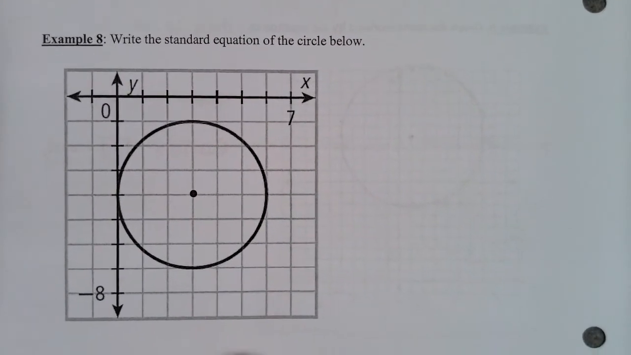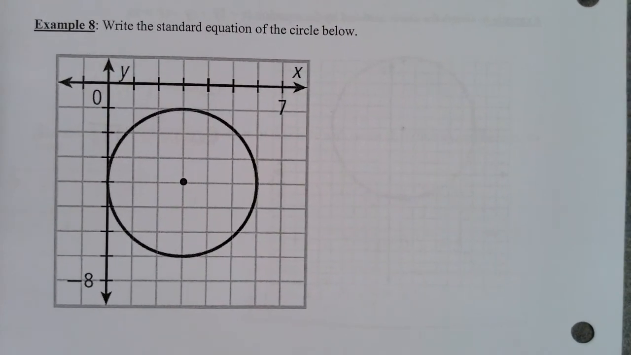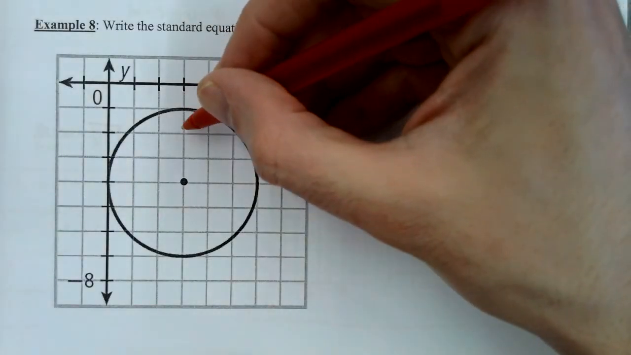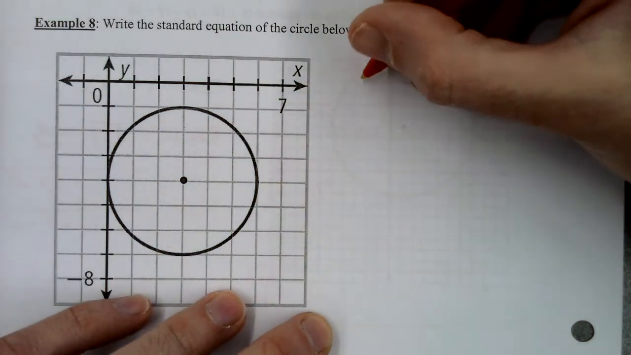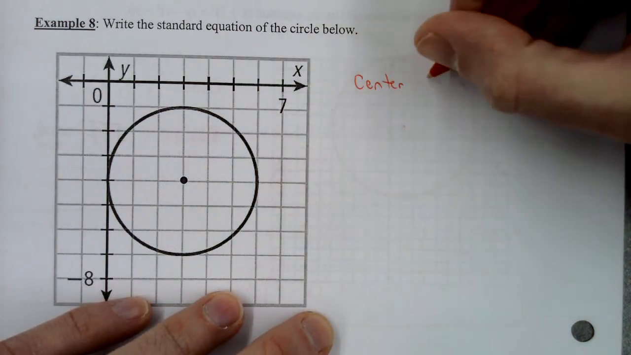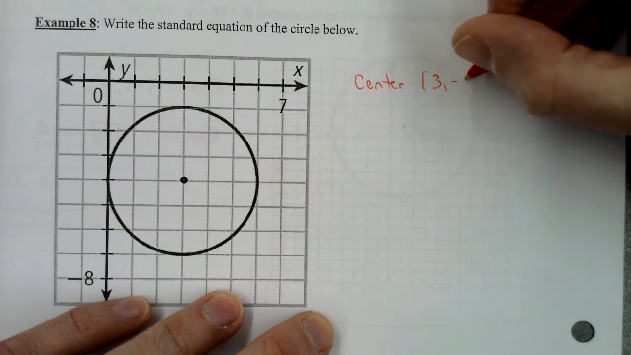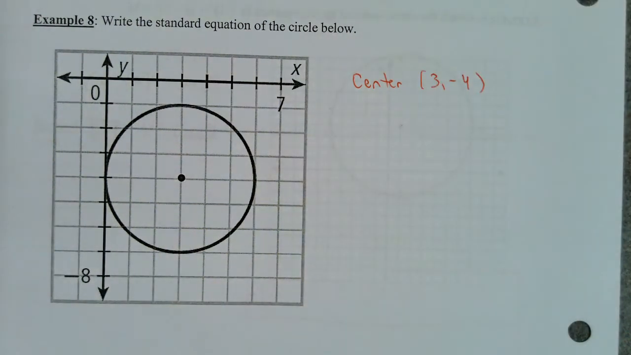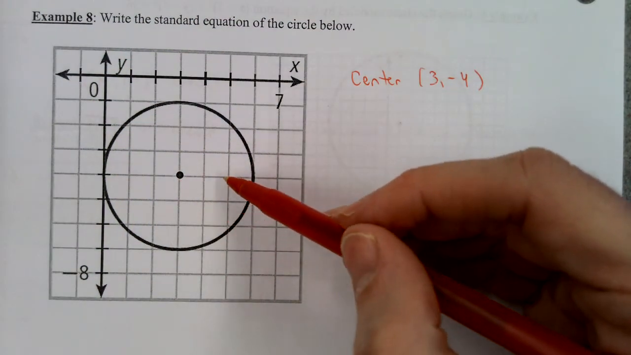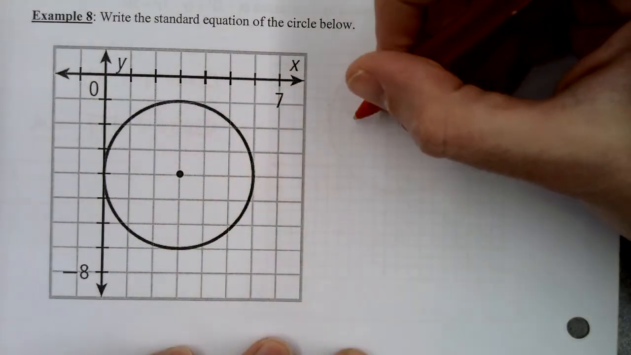And last but not least, example 8. Same process. State the center first. 3, negative 4. Count to get the radius. 1, 2, 3. The radius is 3.